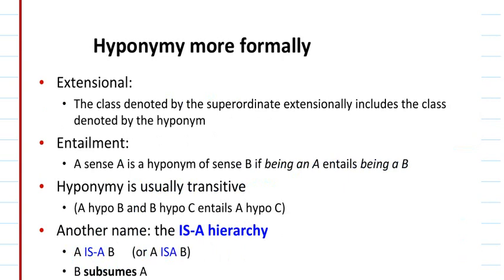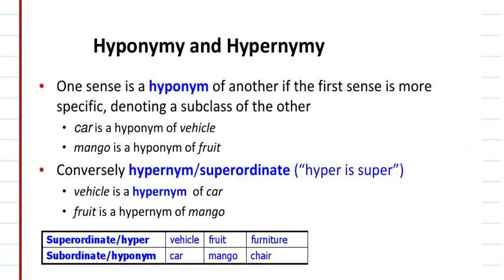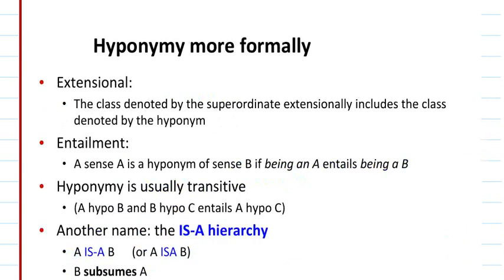So that means sense A is the hyponym of sense B if being an A entails being a B. So what does it mean? Sense A is a hyponym of sense B if A is entailed in B, right? If A is a car and B is a vehicle, then car is entailed in vehicle. And we can also have an is-a relationship between these, like chair is a furniture, okay?